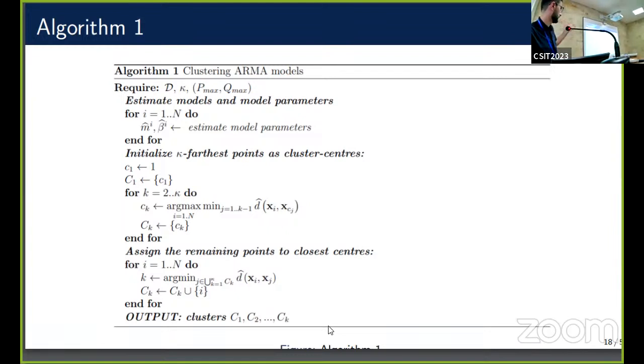In the first step, we estimate all the models by log likelihood if the orders are known. If not, then by big penalized log likelihood. Then we initialize k farthest points as cluster centers, and then we assign the remaining points to the closest centers.